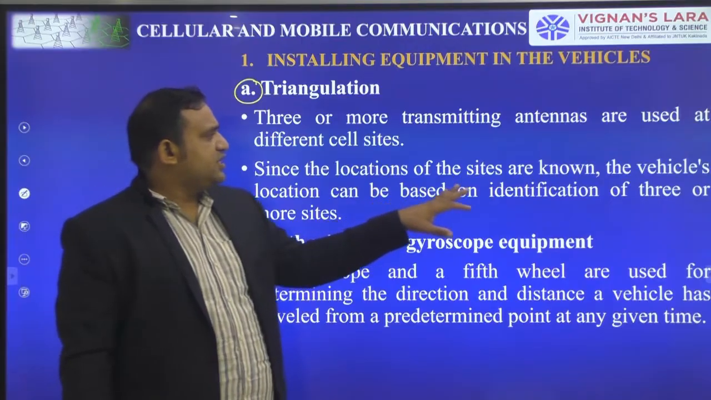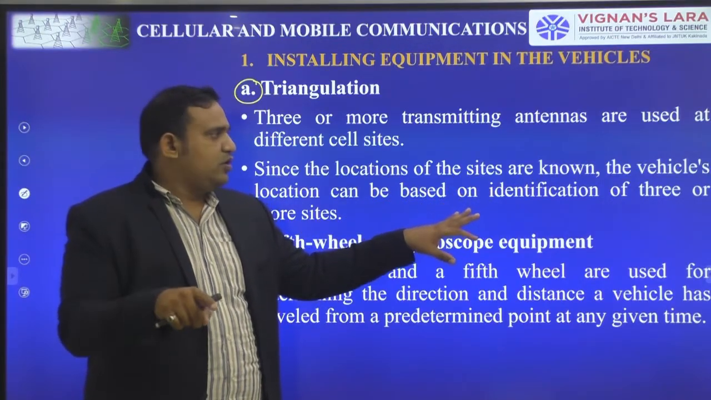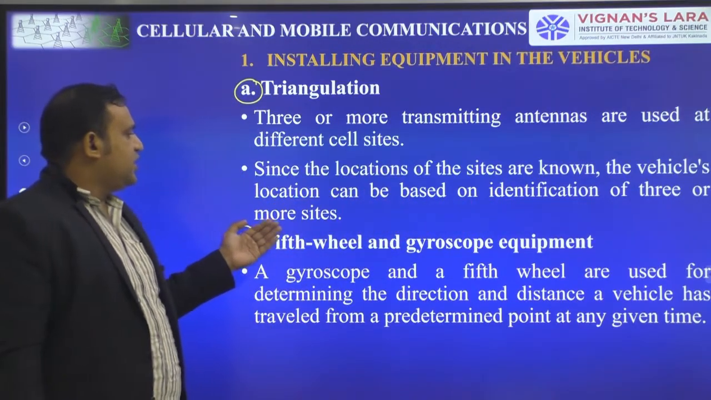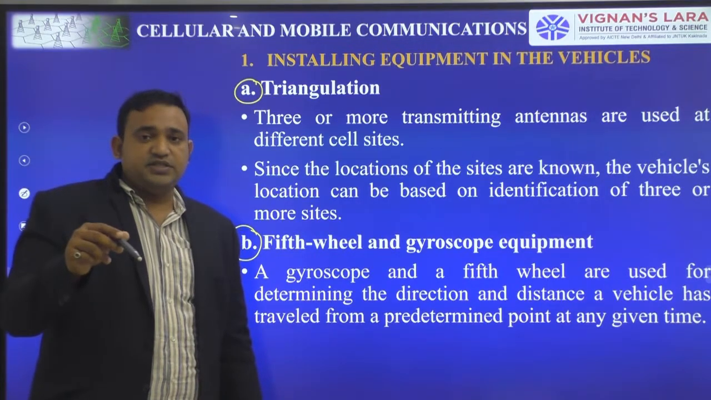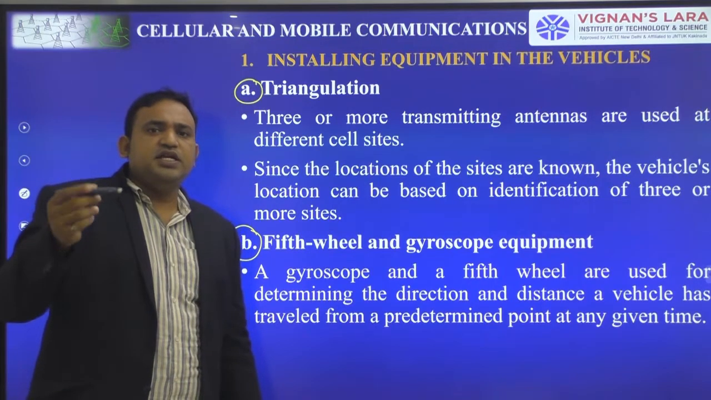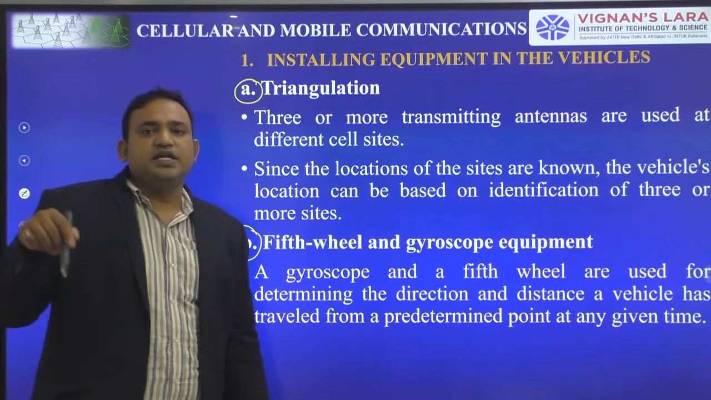Since the cell site locations are fixed and known, the vehicle's location can be based on identification of 3 or more sites. So if the vehicle is moving between these 3 cell sites, then we can easily find out the vehicle position by using the triangulation method.